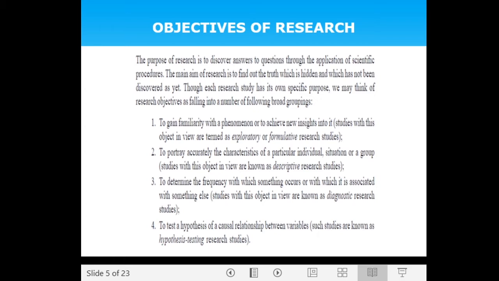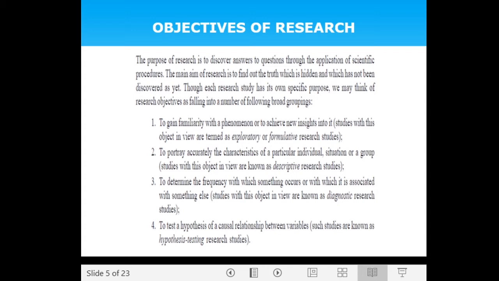So these are the objectives: to gain familiarity with the phenomenon or to achieve new insight into it. So there is a concept already. So you are analyzing the concept to gain further familiarity about that particular concept, to add new knowledge, or to achieve new insight, to portray accurately the characteristics of a particular individual, situation, or a group. So to portray accurately the characteristics.